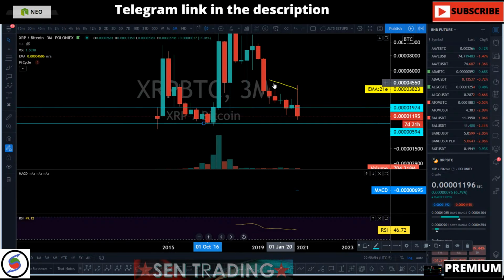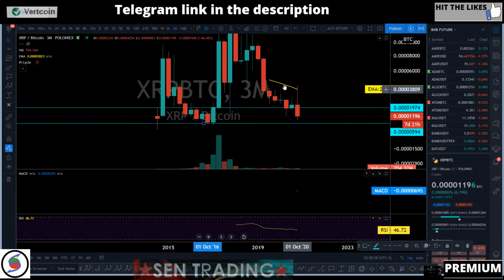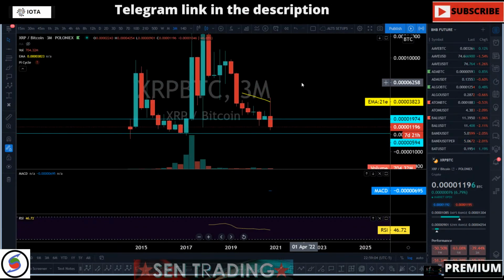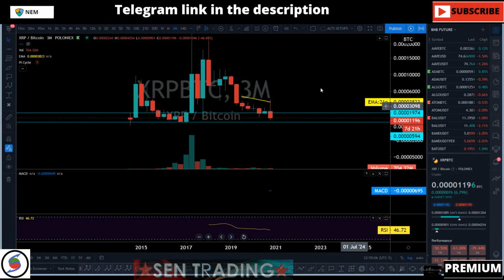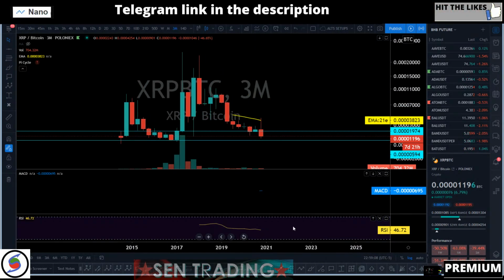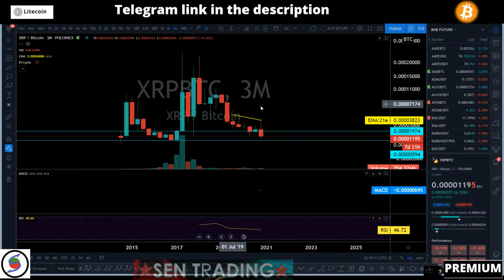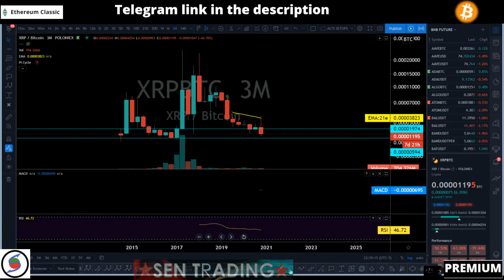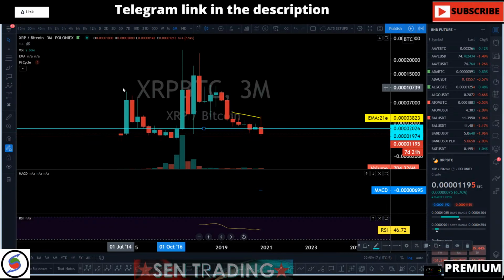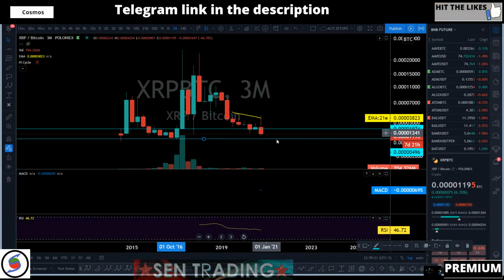And I said the resistance to the upside, you can see it right there. We have to break above the 21 EMA, above like 3,500 sats and all of that good stuff. And one thing I did mention is that XRP is going to be very, very explosive at some point down the road. So we could possibly create a head and shoulders pattern formation. I told you guys all of this good stuff like 6 months ago.